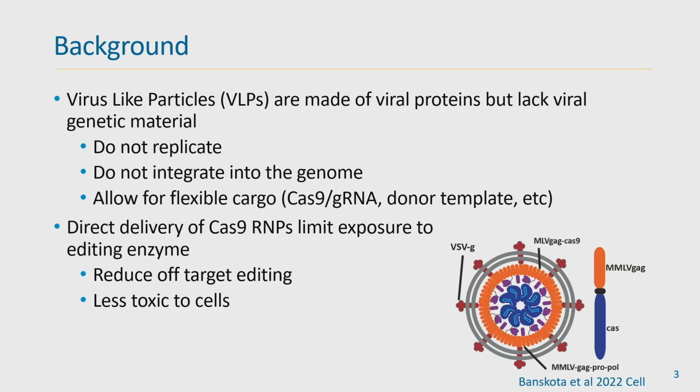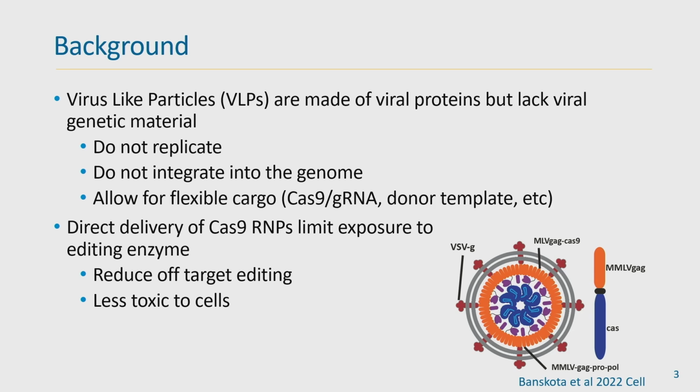So VLPs are made of viral proteins but lack viral genetic material. As a result, they're unable to replicate, and they do not integrate into the genome. They allow for a broad range of cargoes, including Cas9 guide RNA RNP complexes, as well as nucleic acids and proteins. The VLPs that we're using in this study are delivering primarily Cas9 guide RNA RNP complexes, which limit the cell's exposure to these editing enzymes.